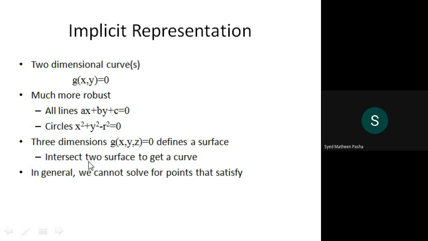Then the intersection of two surfaces gives you a curve. That is, in 3 dimensions, if you want to implement implicit representation, you have to intersect two surfaces, and the resultant will be the curve. In general, we cannot easily solve for points that satisfy that particular condition. The simple disadvantage of implicit representation is that it doesn't work well with respect to points. So this was about explicit as well as implicit representation of curves.